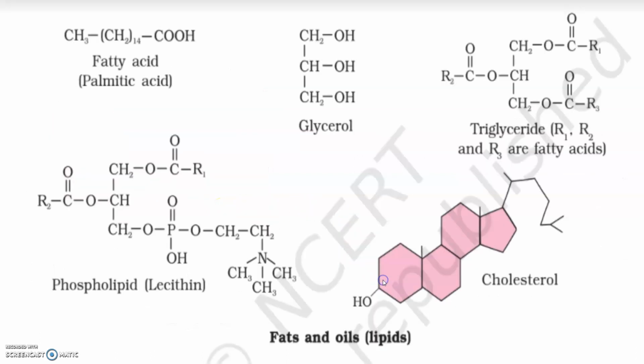Lipids are generally water insoluble. They can be simple fatty acids, which have a carboxyl group attached to an R group. The R group could be a methyl group or ethyl group, or a higher number of carbon atoms, like 1 to 19 carbon atoms. Like here it is palmitic acid. It has 16 carbon atoms in it, including the carboxyl carbon.